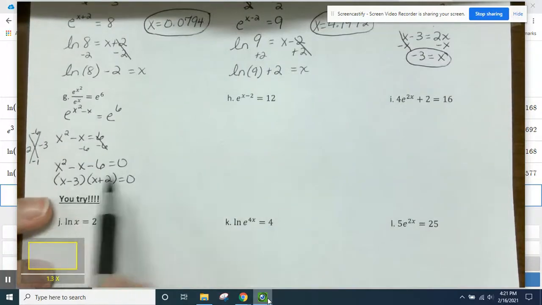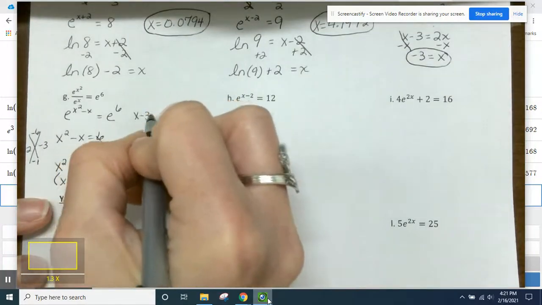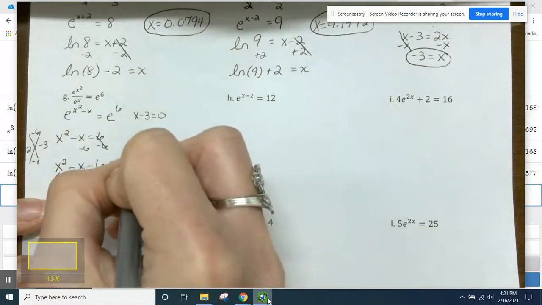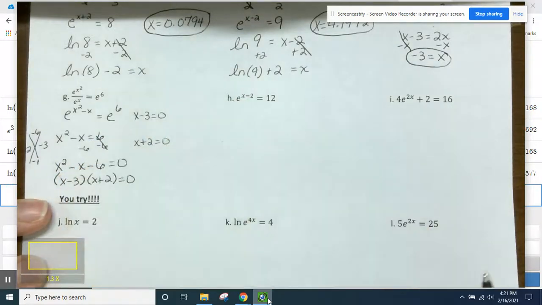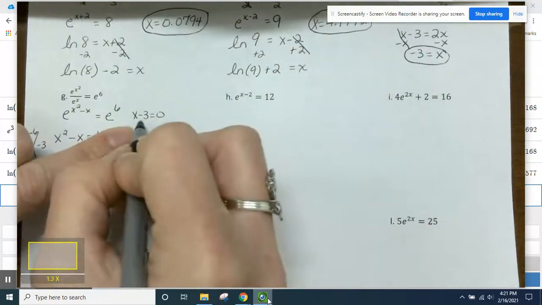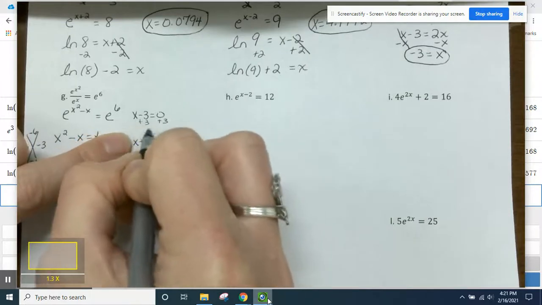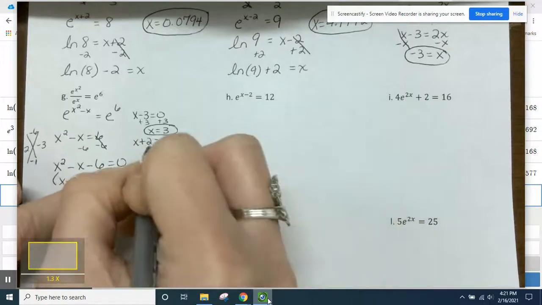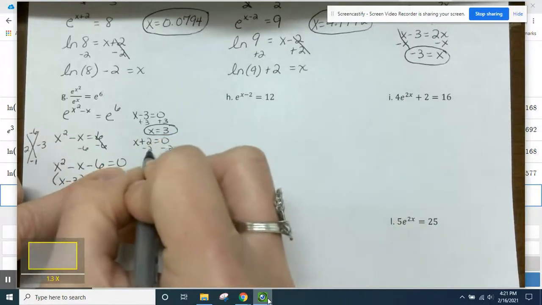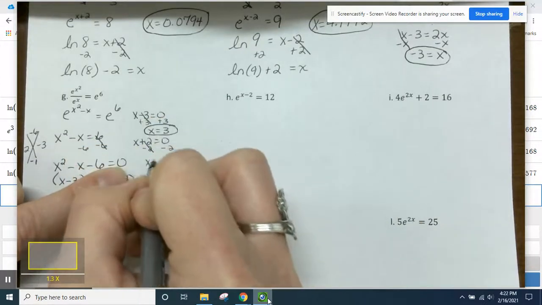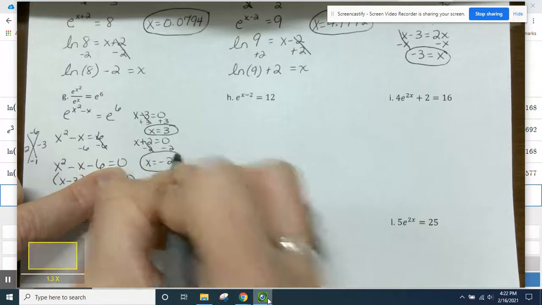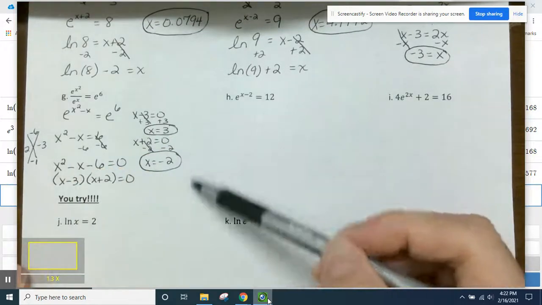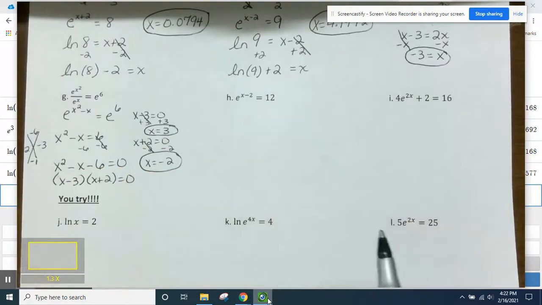Okay, now we solve these two equations. We solve x minus 3 equals 0, and we solve x plus 2 equals 0. To solve this one, we're going to add 3 to both sides, which gives us x equals 3. That's one of our answers. And down here, we're going to subtract 2 from both sides, which gives us x equals -2 as our other answer. So this one actually has two answers that will work.